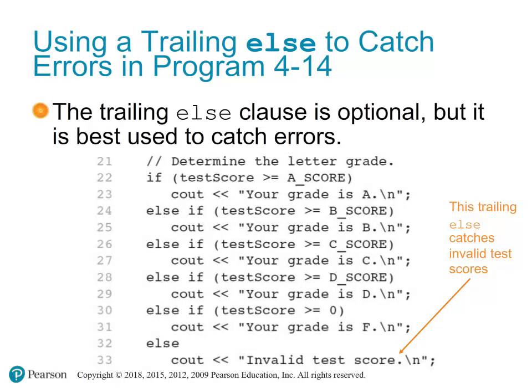Program 414 does a little more. The last else statement catches any invalid test scores. For example, scores that are not in the range, like a negative score. And then it outputs an error message for any invalid score.